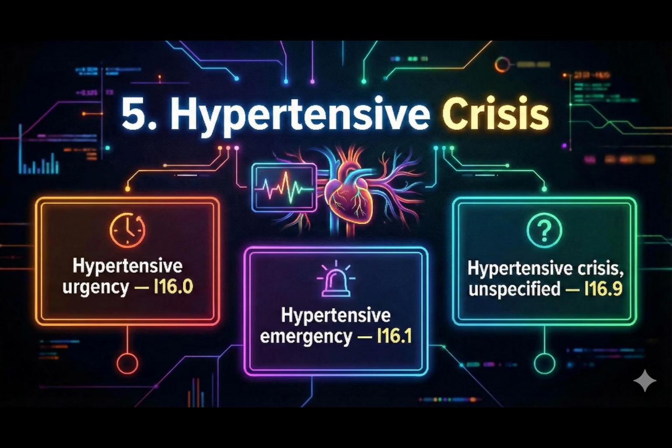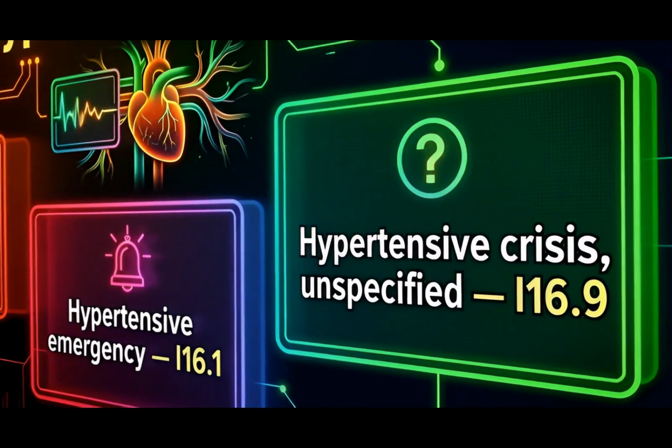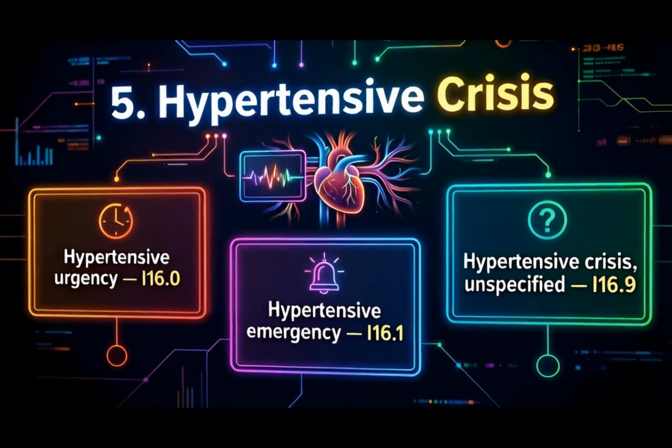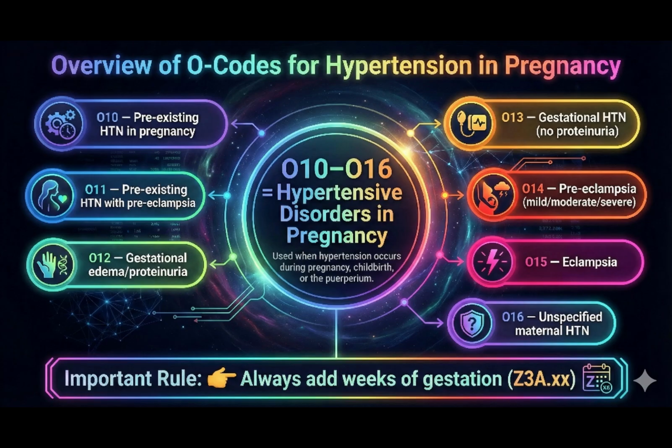When the documentation simply states hypertensive crisis without specifying urgency or emergency, we assign I-16.9, hypertensive crisis, unspecified. Always pay close attention to terms like end organ damage because they help you distinguish urgency from emergency, and selecting the correct I-16 code is critical for accurate reporting.